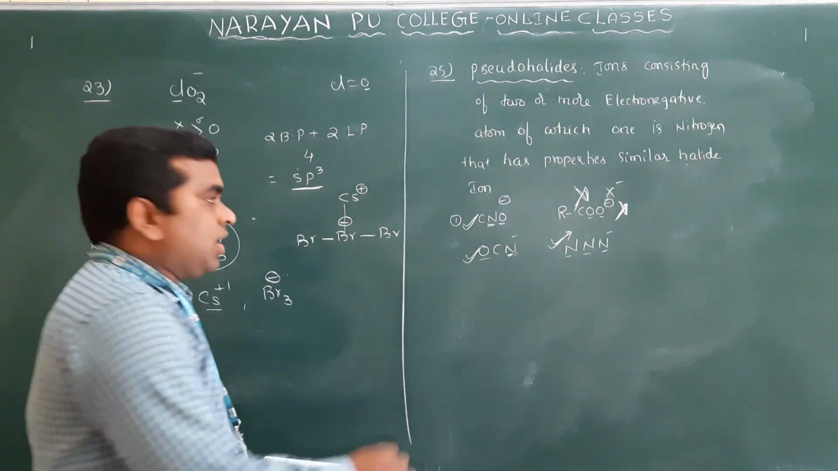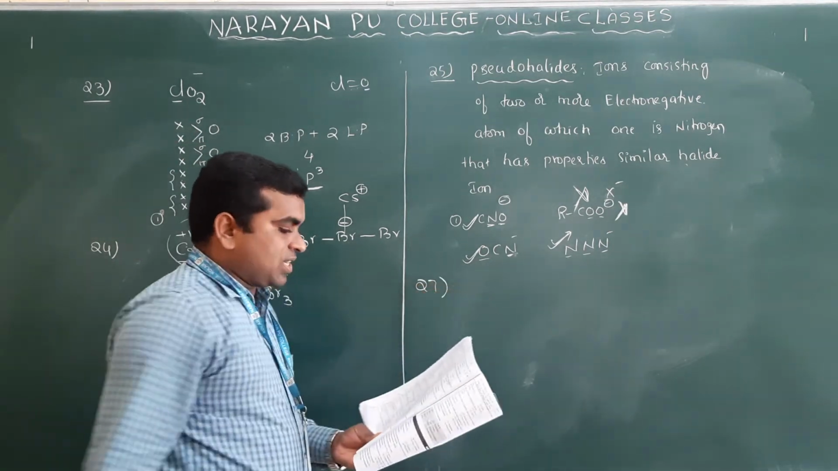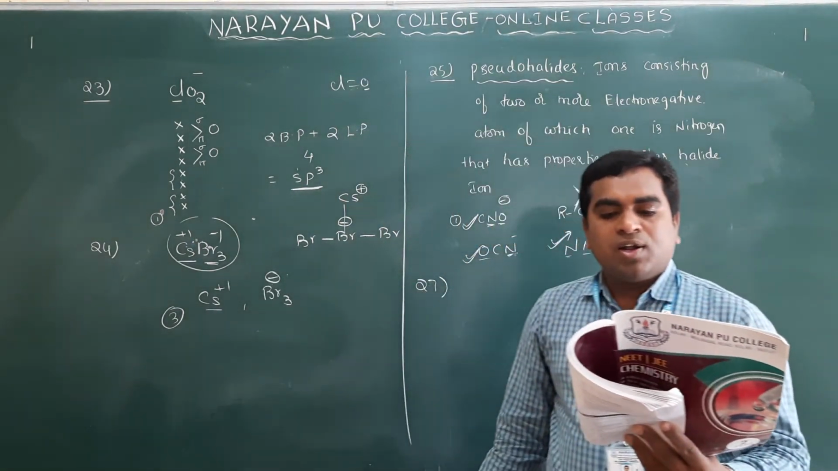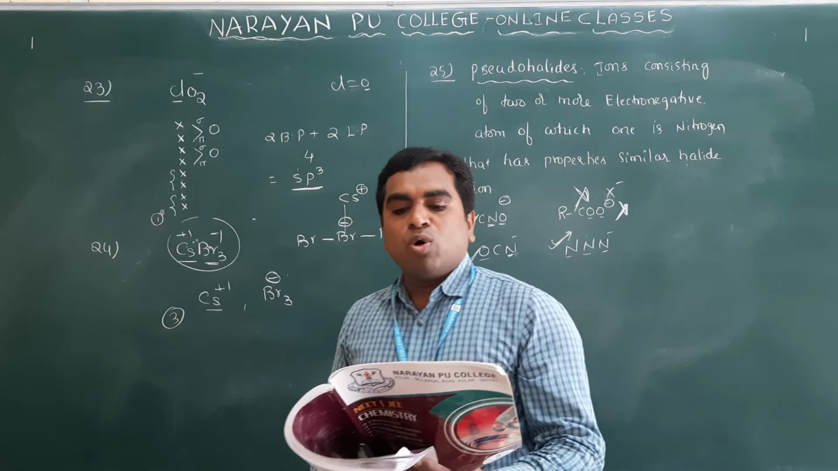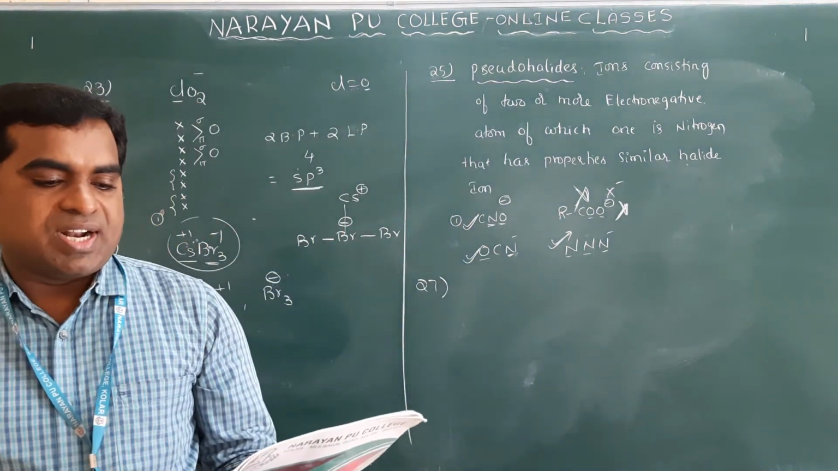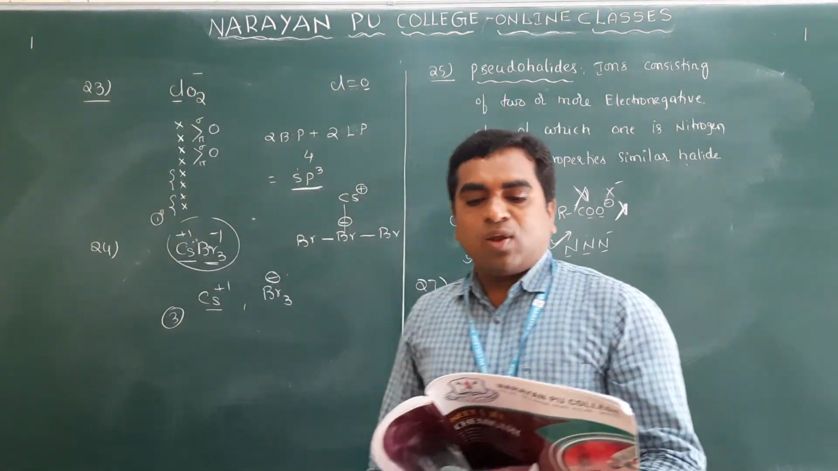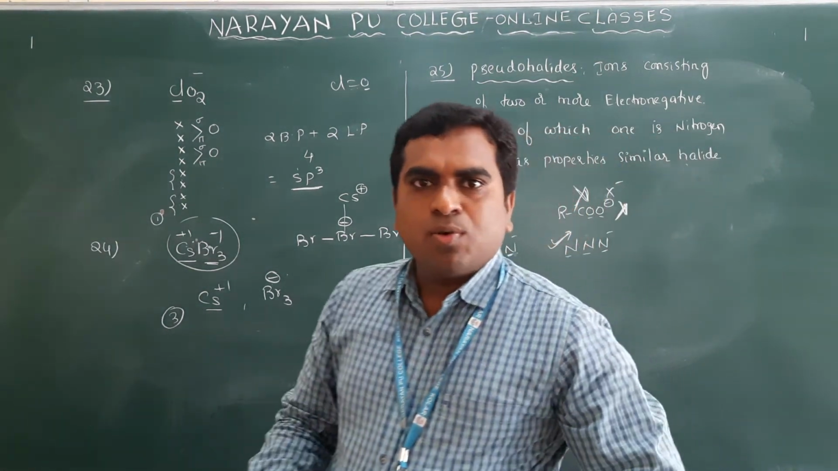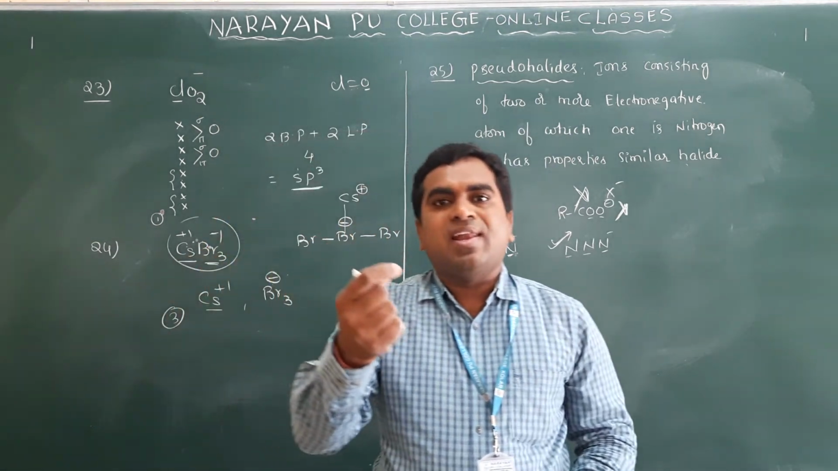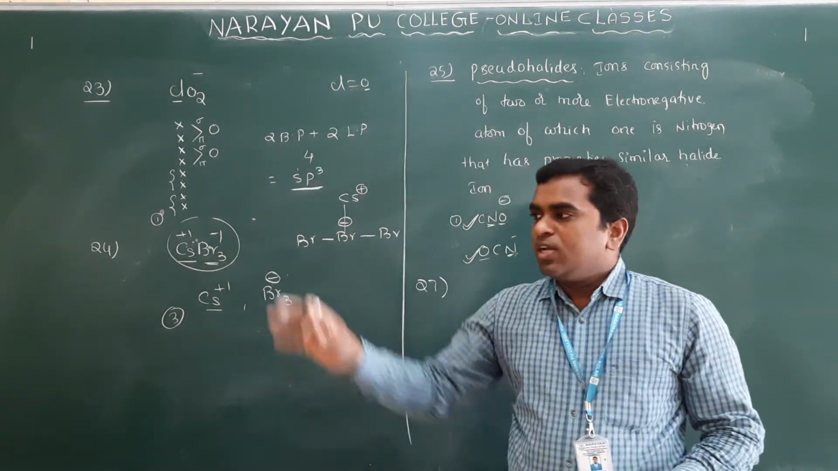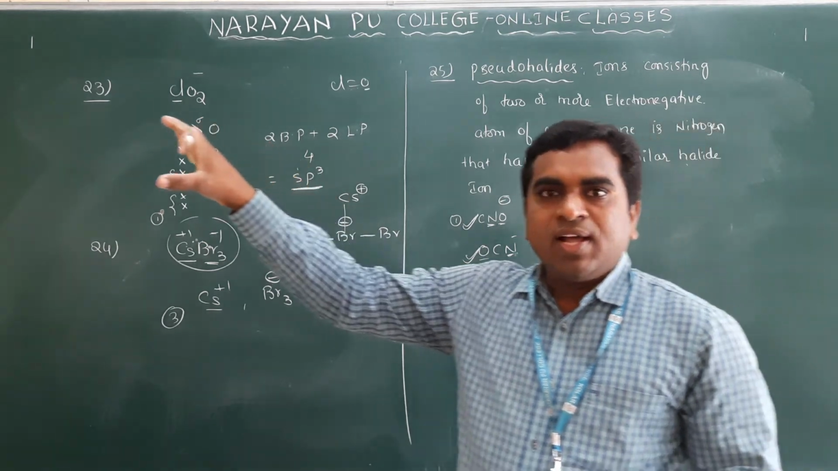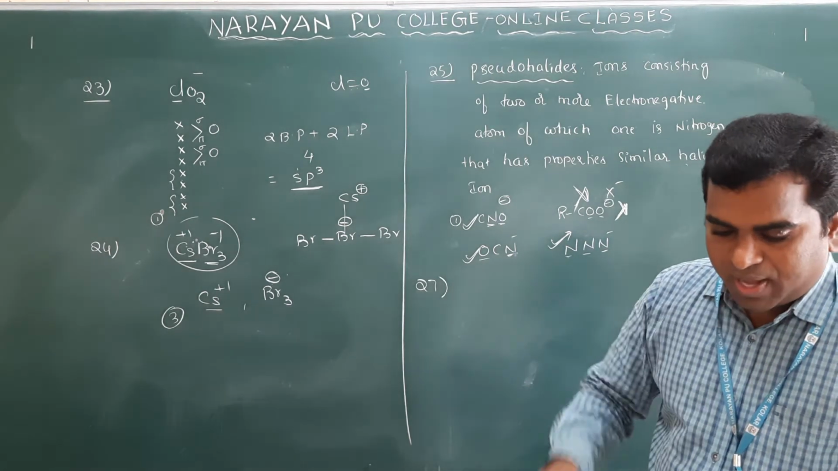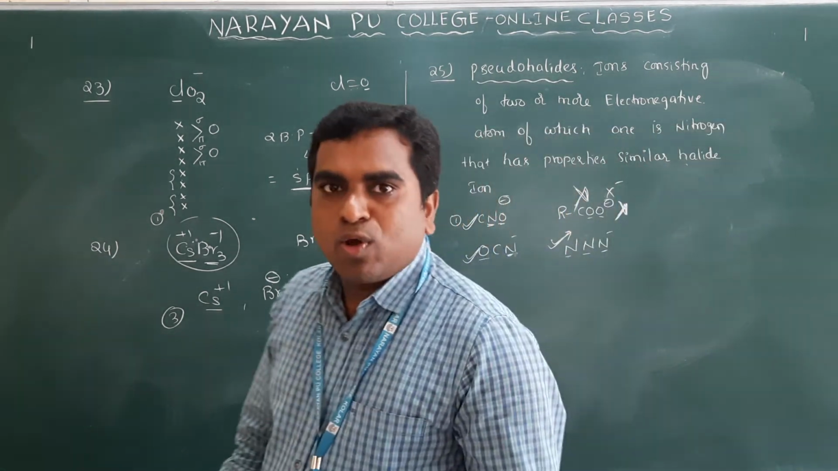Next one. Question number 27. Elements of which one of the following group will form anions most readily? Oxygen, nitrogen, halogen, alkali metals. Anions most readily means which one will form? Halogens. Why? Because they are one electron less to the noble gas electronic configuration. So they need one electron, so they immediately accept the electron to form the anion. That's why halogens will form anions most readily.